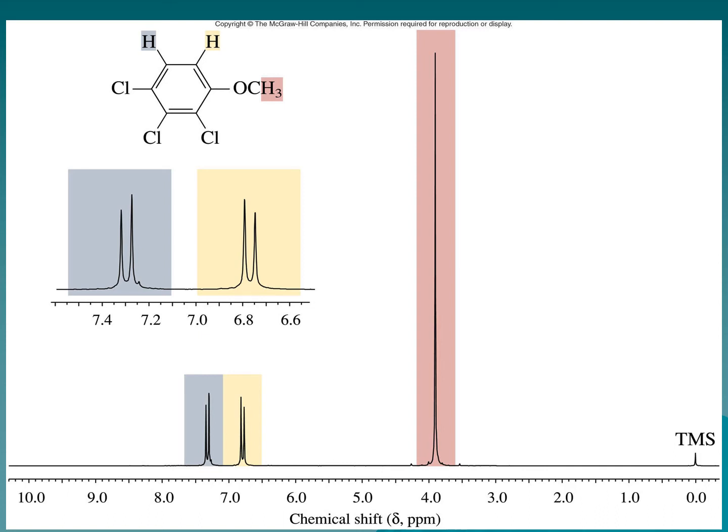Now, the pink hydrogens are all chemically equivalent. You can't tell them apart. They're all going to give the same signal because they're identical to each other. And so that's the signal here. So this is a 3.